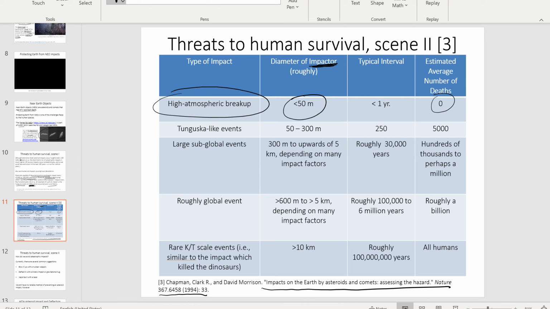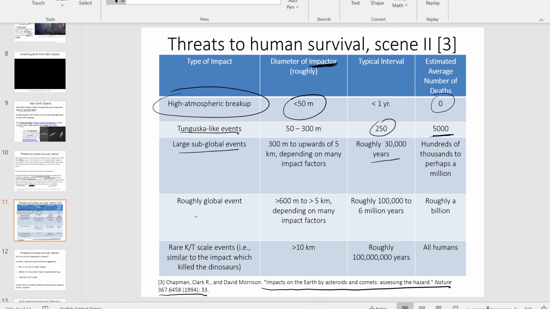The Tunguska-like events, on average, they claim will produce a number of deaths equal to 5,000, but this is on average. So the vast majority of them either we wouldn't know about or will produce 0 deaths. And these occur every couple hundred years or so. And then we have the large, what they call subglobal events. These occur roughly every 30,000 years or so. These are the continent-wide, that's what they mean by subglobal. And on average, they claim, would kill hundreds of thousands or upwards of 1 million people.